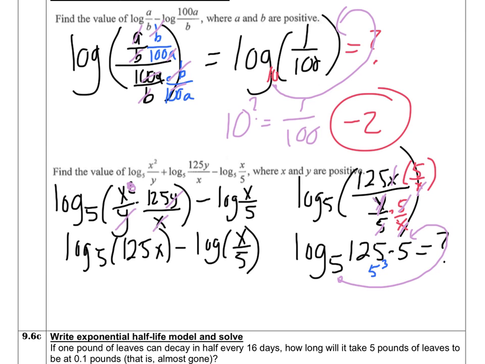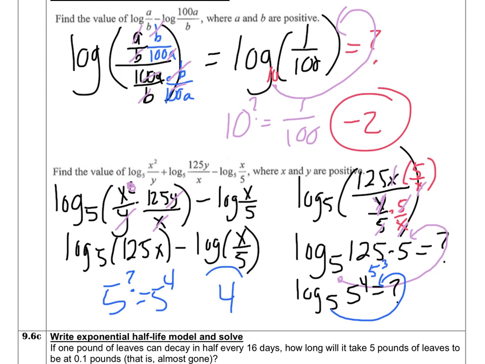So let me just show you this. I'm going to say log base 5 of 5 to the fourth equals something. So now when I rewrite this as an exponent, 5 to some power equals this. 5 to some power equals 5 to the fourth. Well, clearly the answer has to be 4.